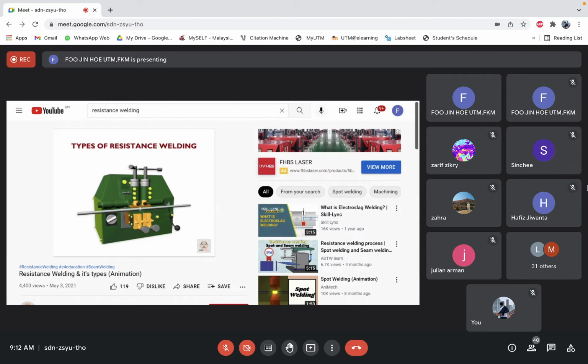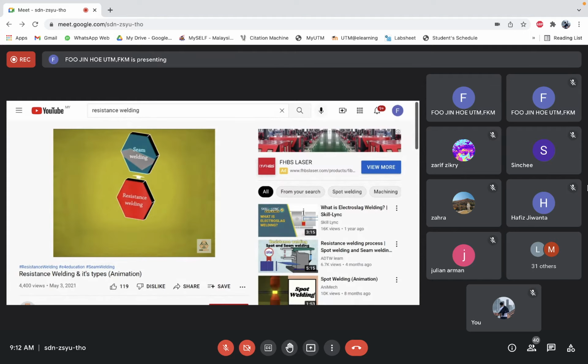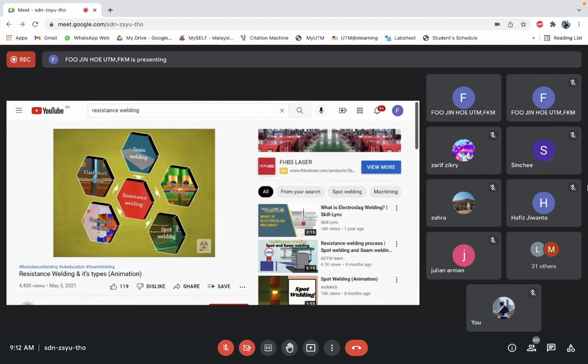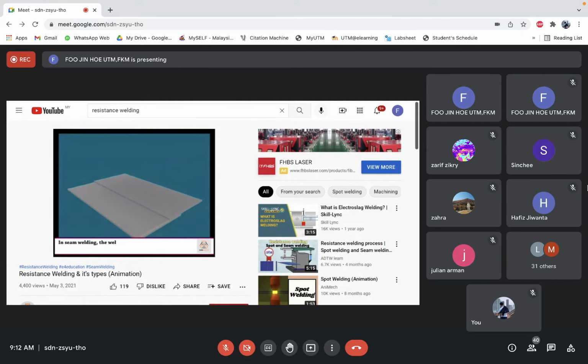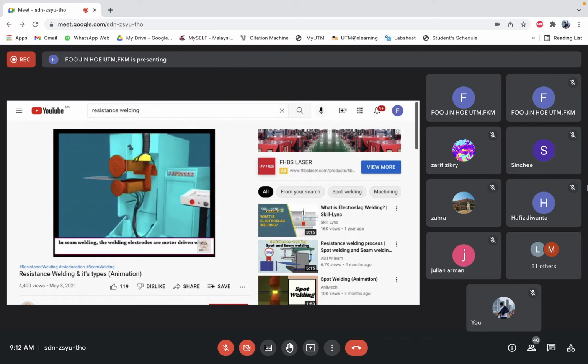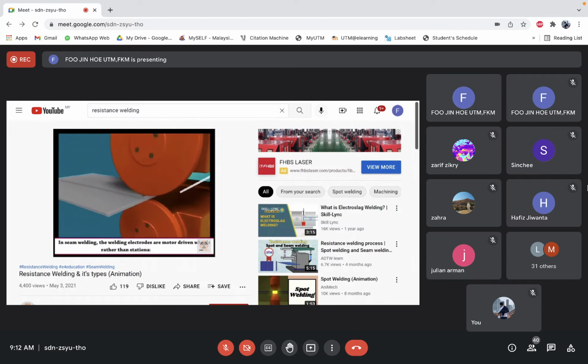Types of resistance welding. The different types of resistance weldings are shown in this video. Seam welding, upset butt welding, spot welding, projection welding, flash butt welding. In seam welding, the welding electrodes are motor-driven wheels rather than stationary rods. The result is a rolling resistance weld.